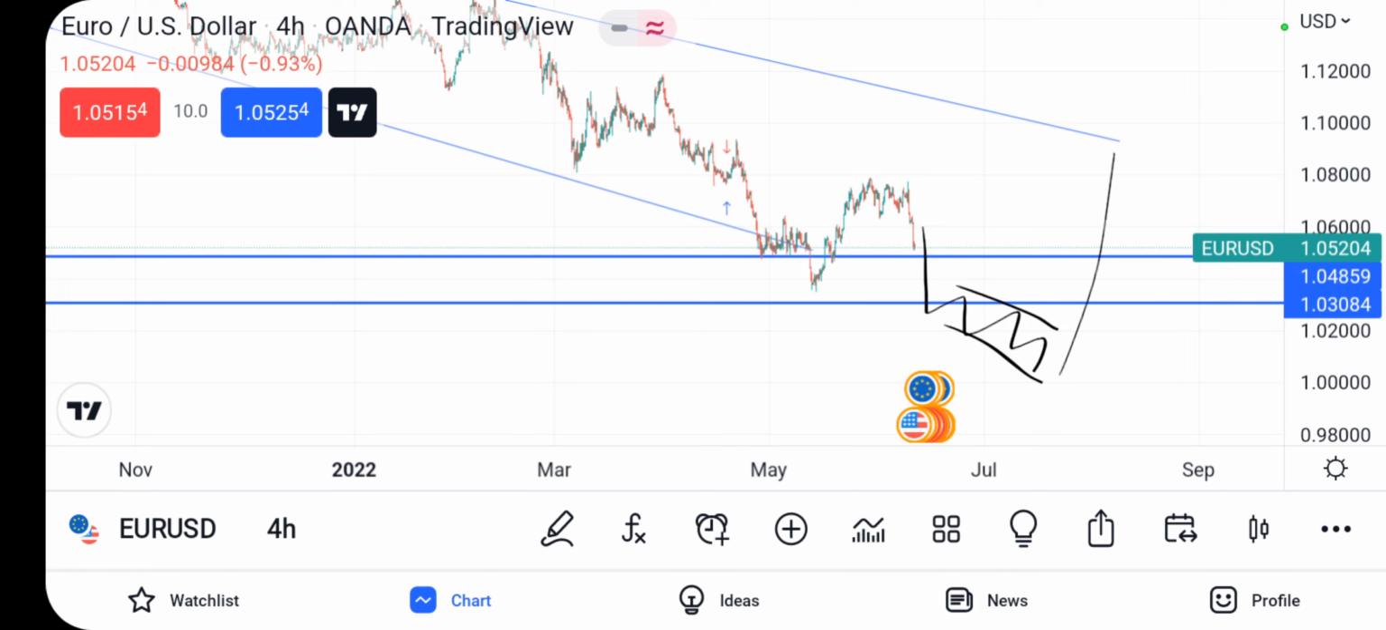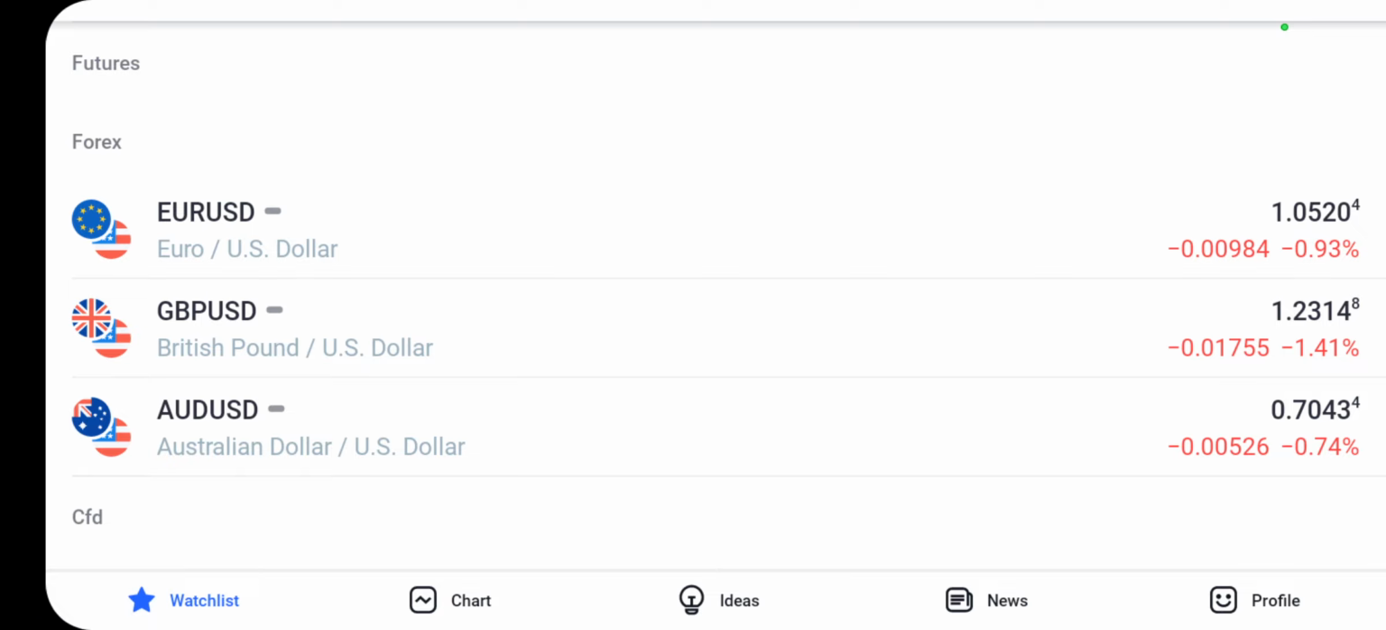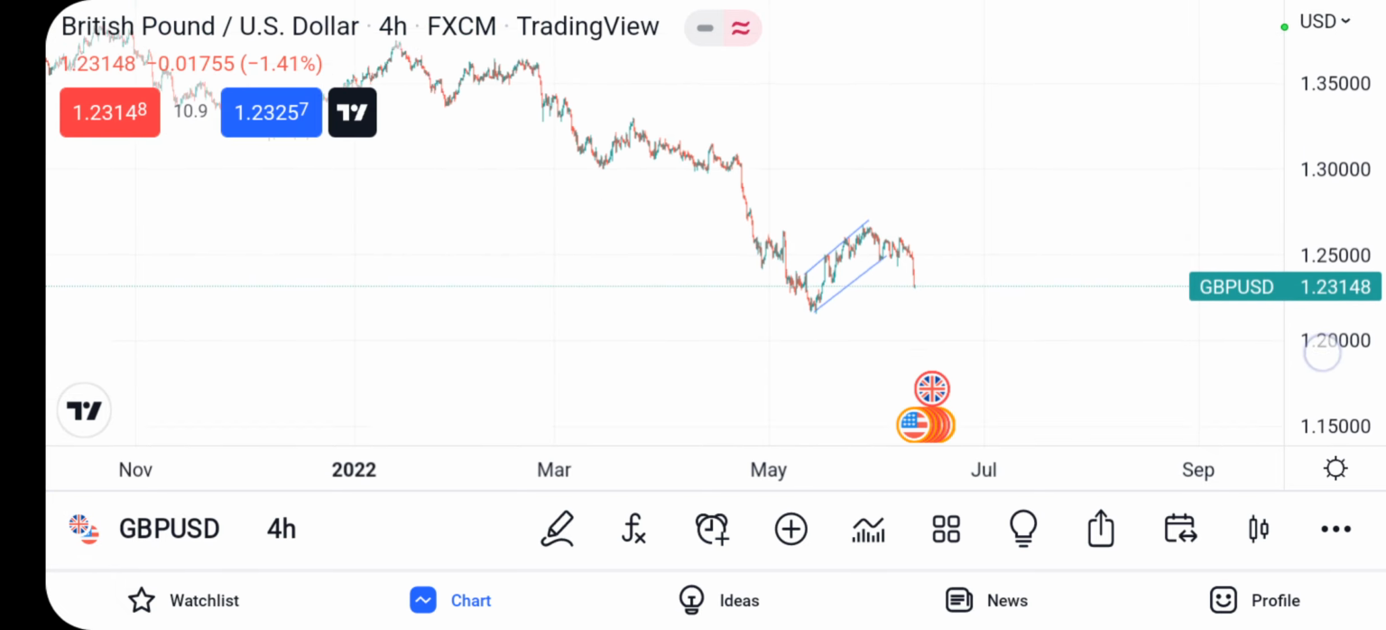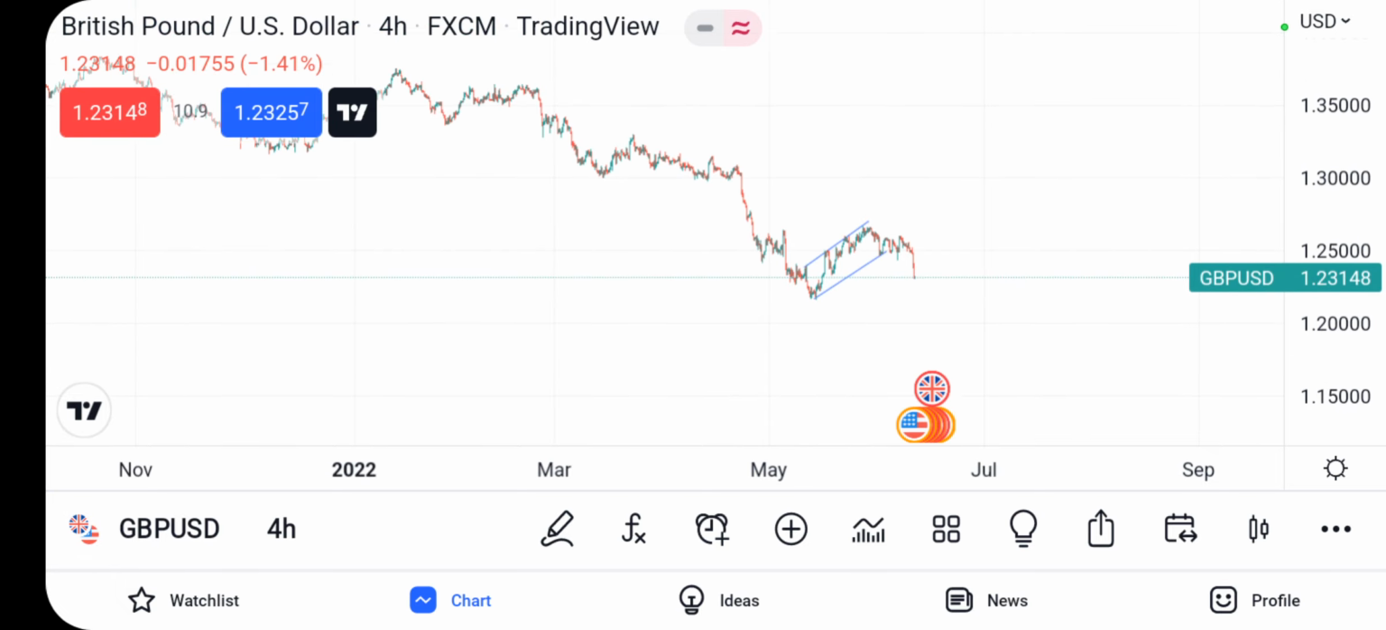If you don't understand, you can text me on my WhatsApp number, and that's what I'm seeing on Euro USD. Pound dollar, for me, is also pushing to the downside. I don't have much to say. I'll wait for the market to reach this side.